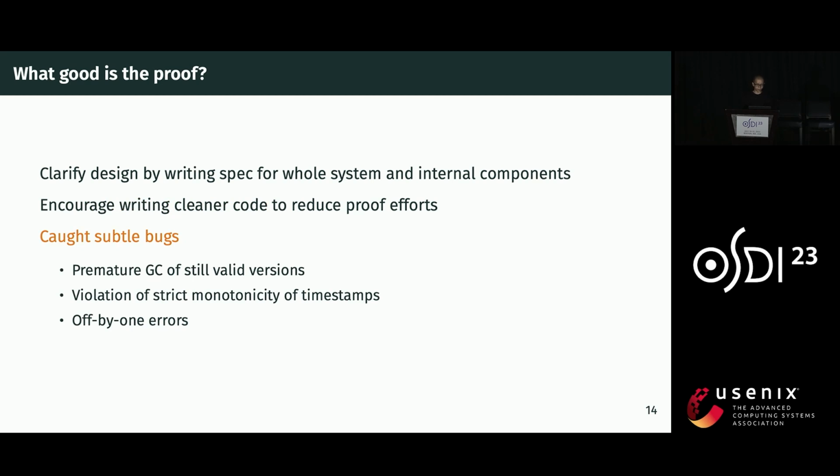And of course, writing the proof also helps us catch subtle bugs in our initial implementation. This includes premature GC of stale value versions, violation of strict monotonicity of timestamps, and several off-by-one errors, since the protocol is based around comparing timestamps.